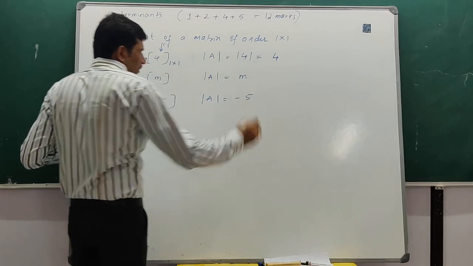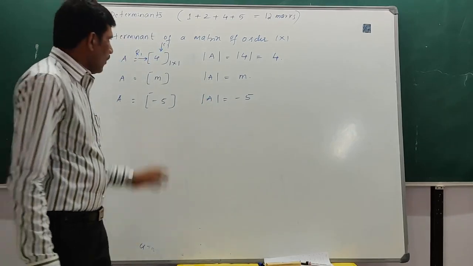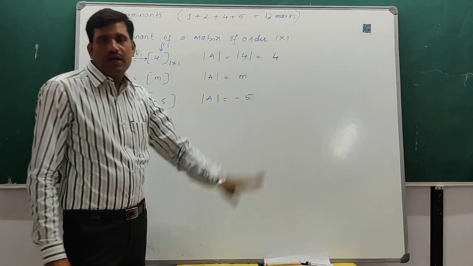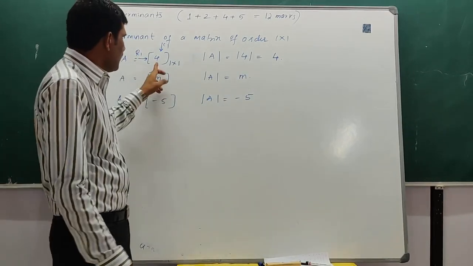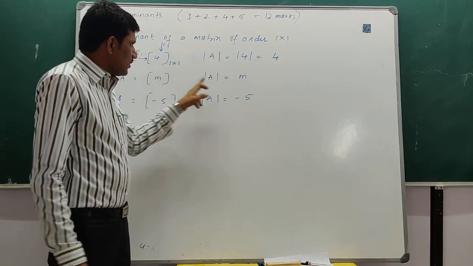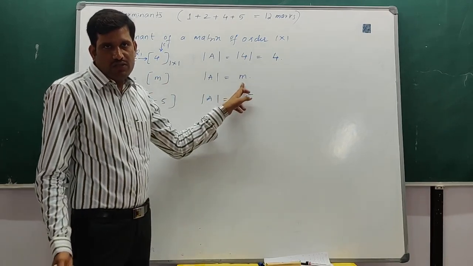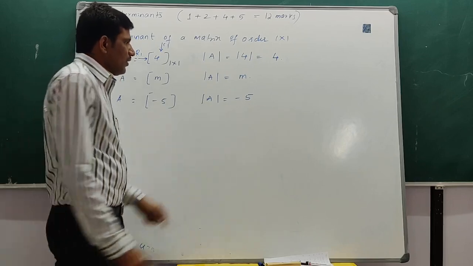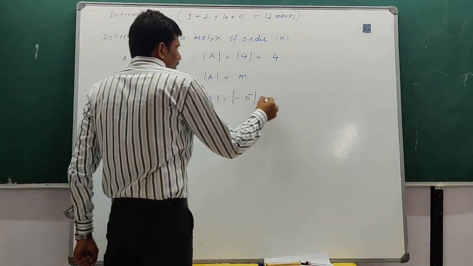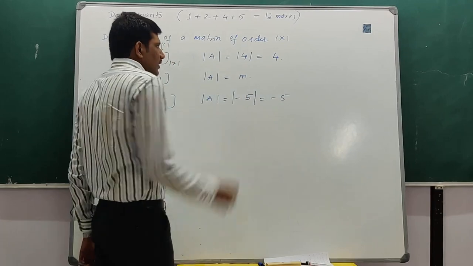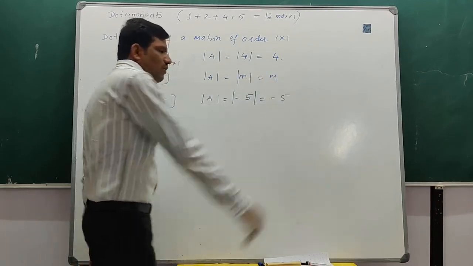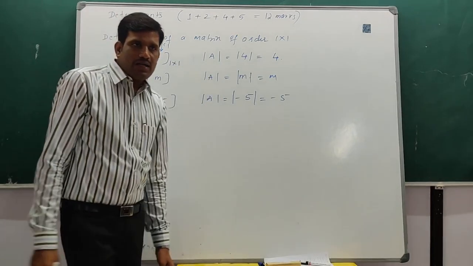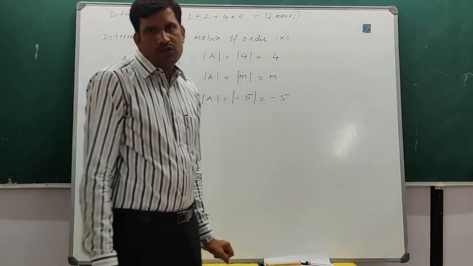is equal to -5. So for the determinant of a matrix of order 1 cross 1, that element itself is the determinant value. If matrix A is equal to M, the determinant of A is M. If matrix A is equal to -5, then the determinant of A is -5. Determinant of M is equal to M. This is how we can find the determinant of a matrix of order 1 cross 1.